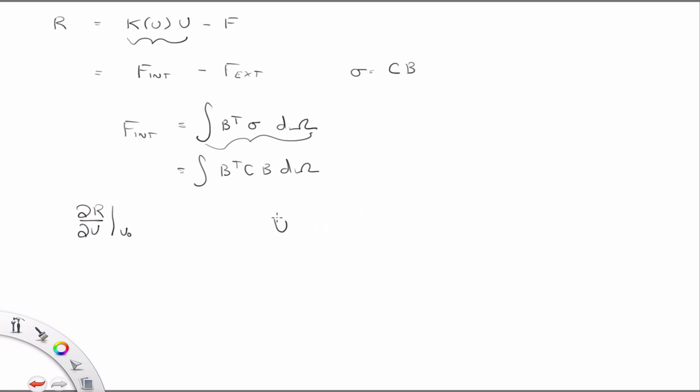a forward finite difference approximation for the stiffness matrix would be R evaluated at U plus H e_i, minus R of U, all over H. So that would be a forward difference. So e_i is going to be a basis vector that corresponds to every entry of U.